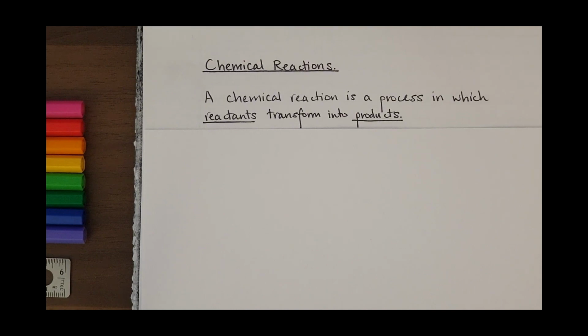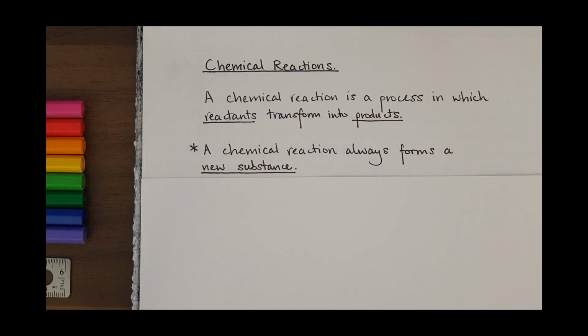A reactant is something that reacts with something else. So most chemicals, all chemicals. And a product is just something that's formed as a result of that process. So basically, a chemical reaction, very importantly, always forms something new. So a new substance is always formed in the process. So if nothing new is formed, if there's no product, then it's not a chemical reaction.